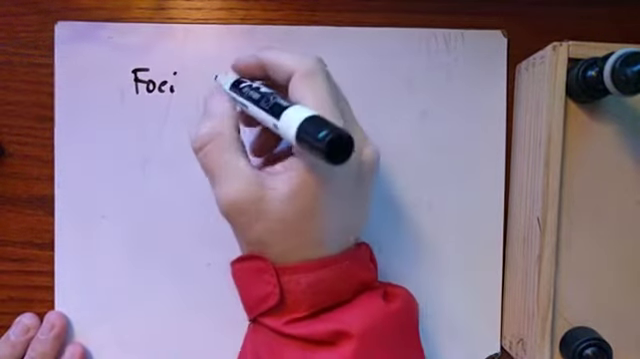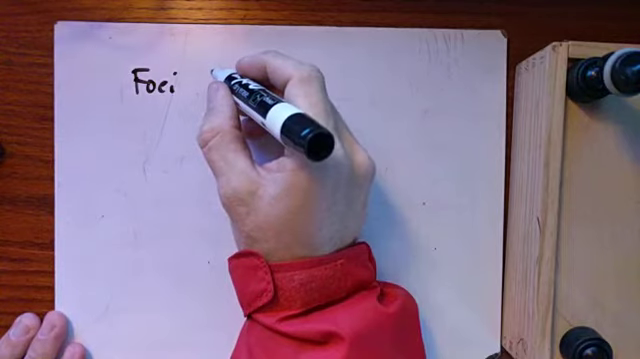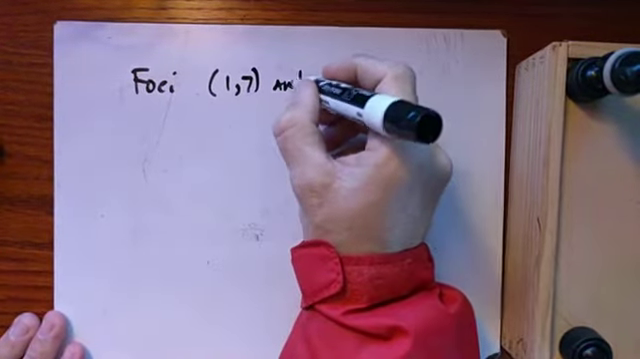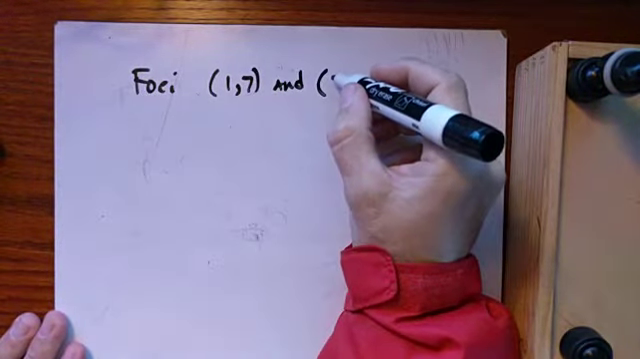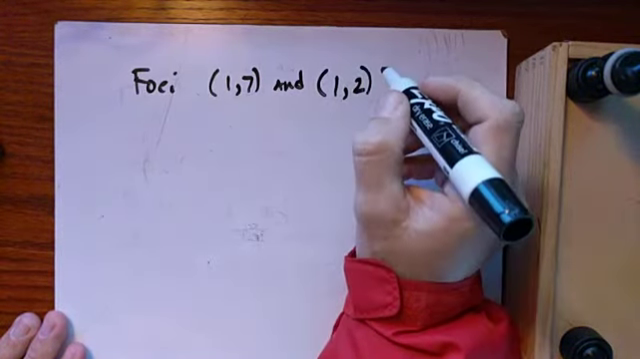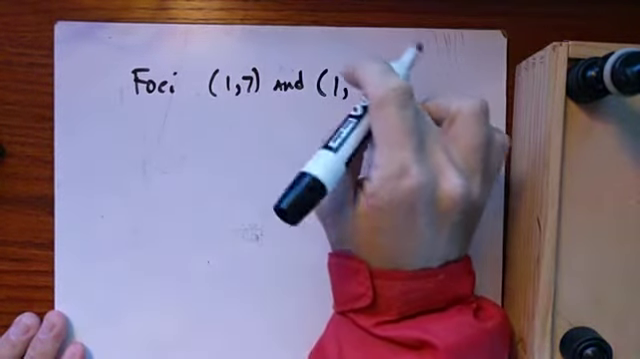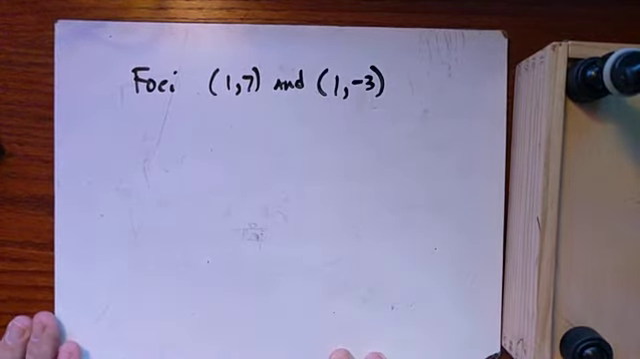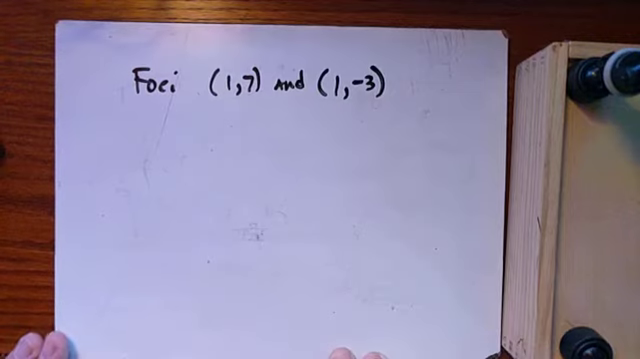All right. So let's say we have some information, and we need to write the equation of a hyperbola. Okay, so let's say the foci are 1, 7, and 1, 2. And that might not work out too well. Let's try that. 1, -3. There we go. All right, now I've got it right. So let's say the foci are 1, 7, and 1, -3.